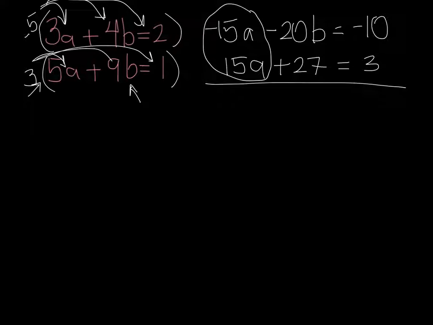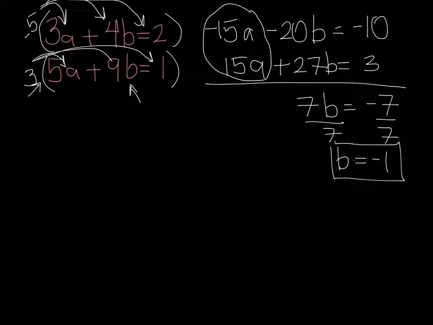Okay, now I'm going to add them together, and of course the a's make a 0. That's what I wanted. Oops, I forgot my b here. Oops, lo siento. Okay, so negative 20b plus 27b is 7b. Negative 10 plus 3 is negative 7. Oh, beauty. Divide both sides by 7. b equals negative 1. Nicely done, Miss Kleiber, if I do say so myself.